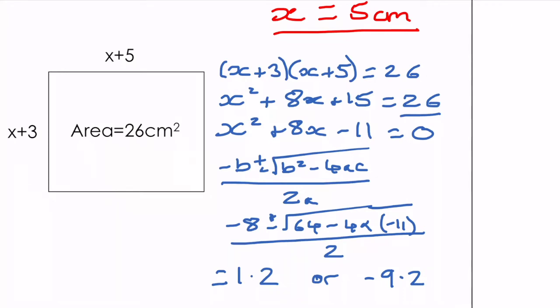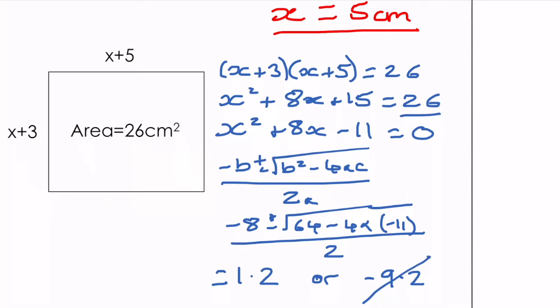Look back at the question. Because it's a length, it can't be your negative answer. It means when you substitute it in, it can't be negative. So just double check, minus 9.2, if I add 3 to it, looking at the height of the shape, it's still negative. So that means it can't be our answer. So x must be 1.2.